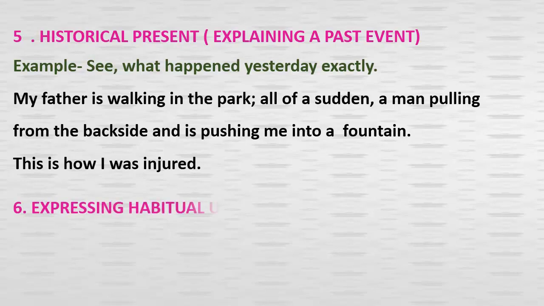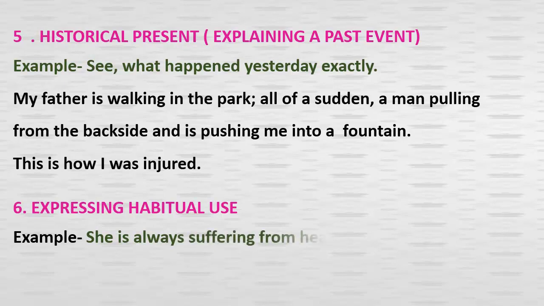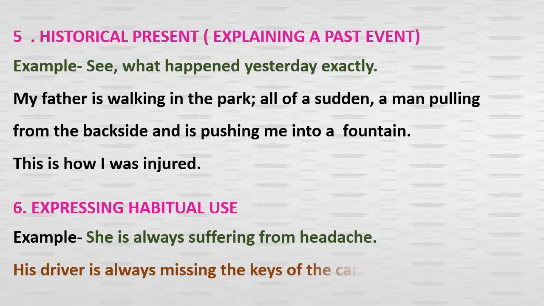Number 6, expressing habitual use. When we express habitual use, the present progressive form is used. For example, she is always suffering from headache. His driver is always missing the keys of the car. So it expresses habitual use. This is the habitual tendency of her to suffer from headache, and it is also the habitual tendency of a driver to miss the keys of the car.